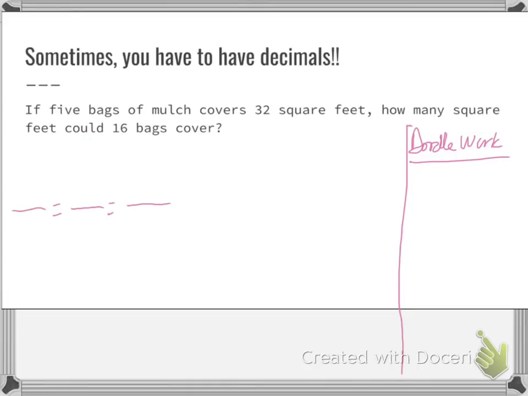So let's look at what happens here. You'll see I have my paper set up with doodle work and the skeleton of my proportion. If you need to pause this video so that you can set up your page in your journal, please do so.